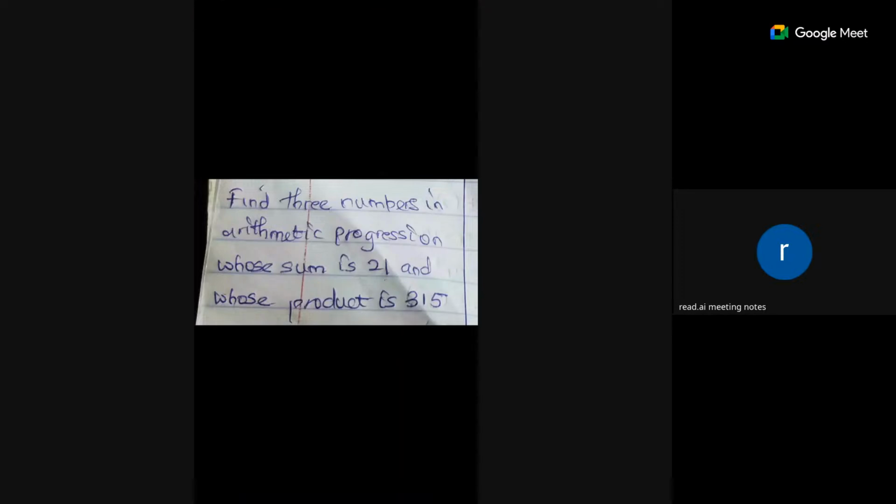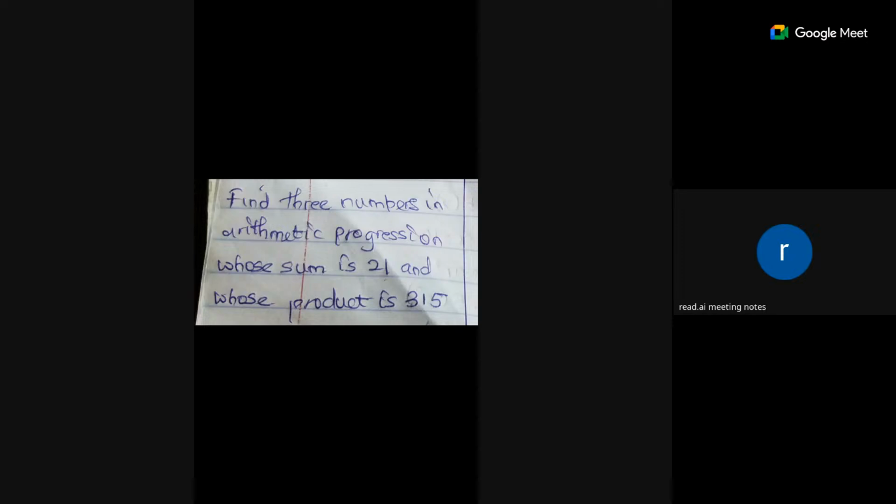But let's do some uncommon type of this, like the one that we just solved. Oh, sorry, even the one that we solved, we've not done the sum of infinity. After this, I'll go back to that, please. I just remembered. So find three numbers in arithmetic progression whose sum is 21 and whose product is 315.